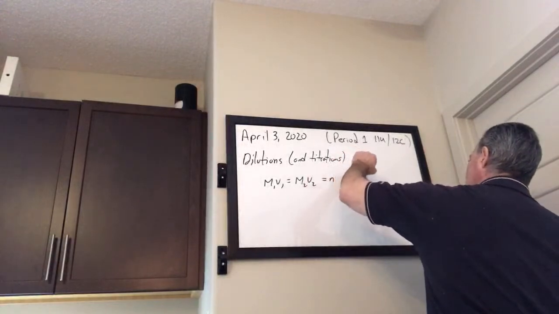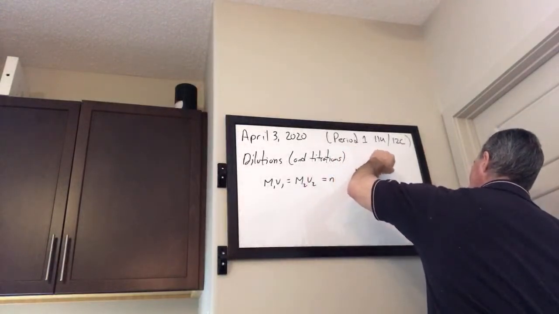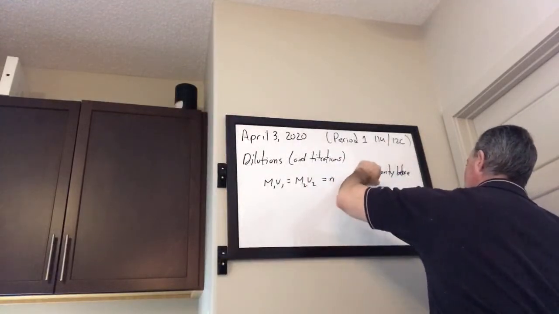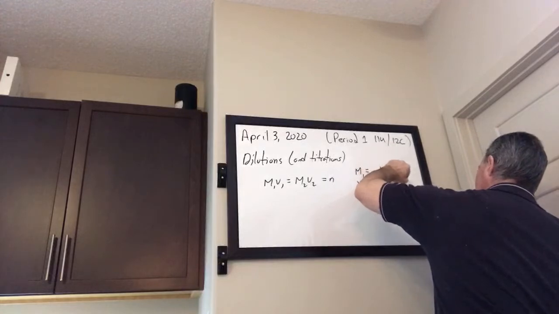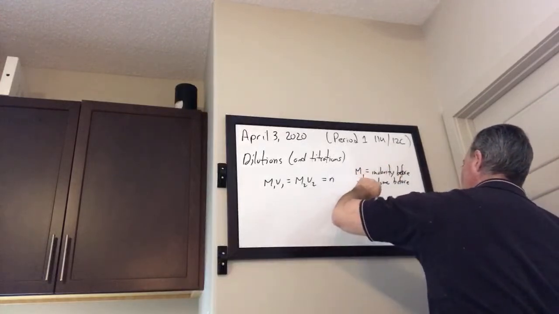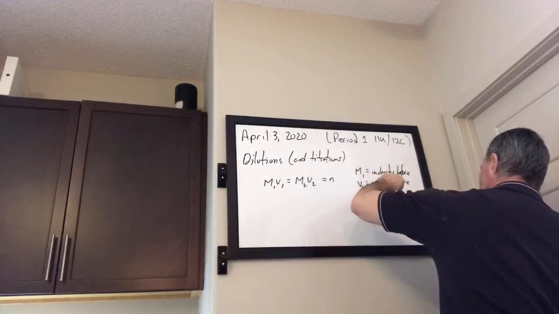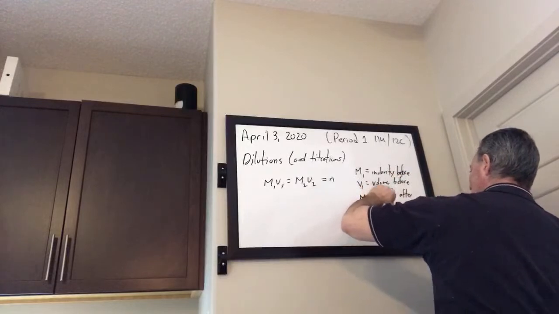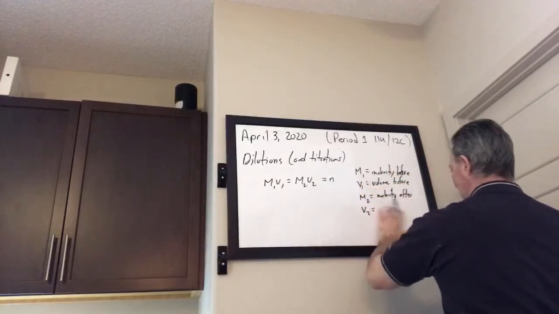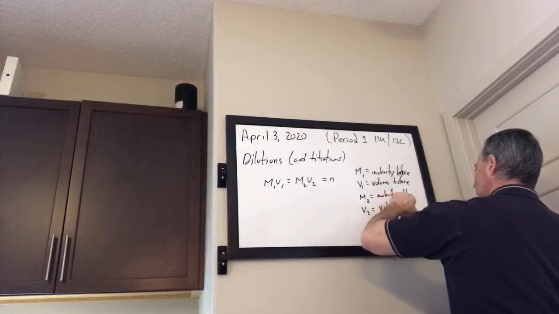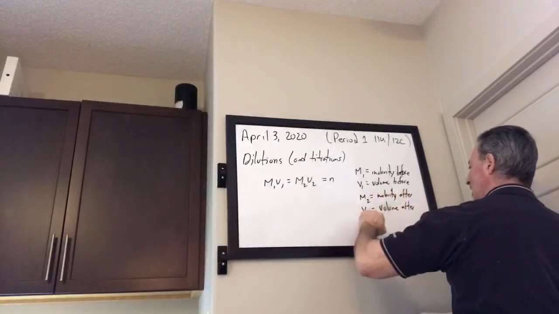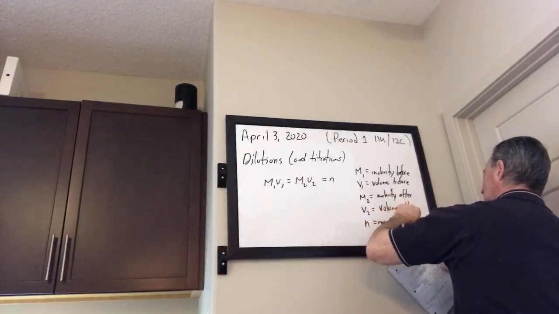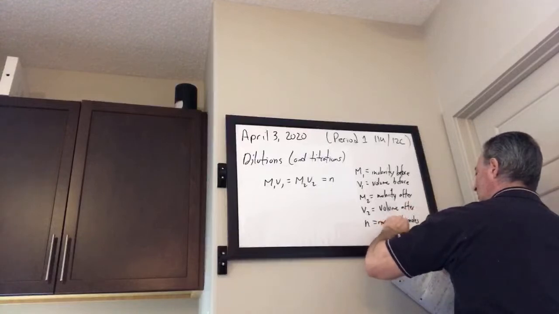So M1 equals molarity before, V1 equals volume before, M2 is equal to molarity after the dilution, that is, and V2 equals the volume after the dilution, and n equals the number of moles of solute.